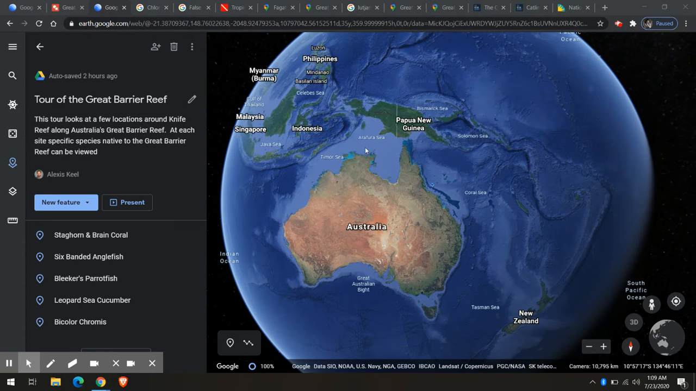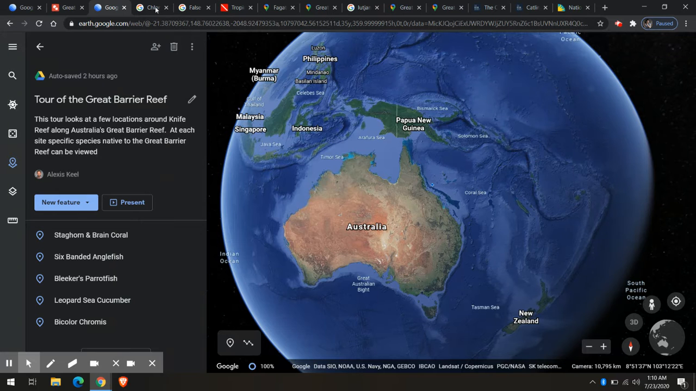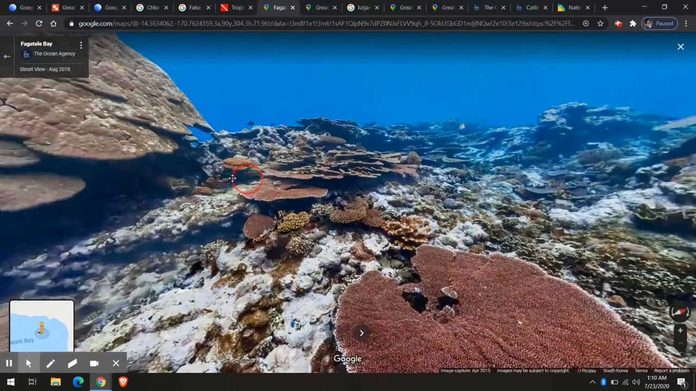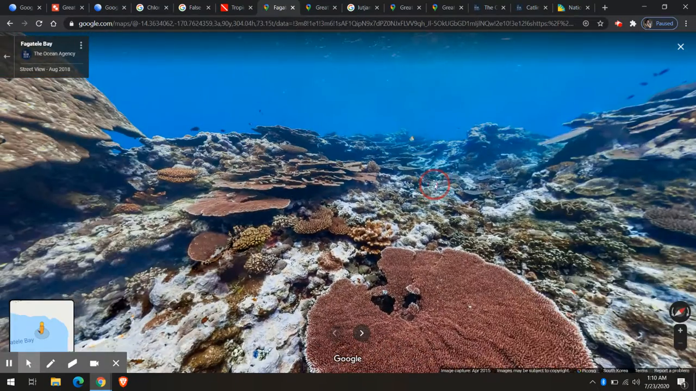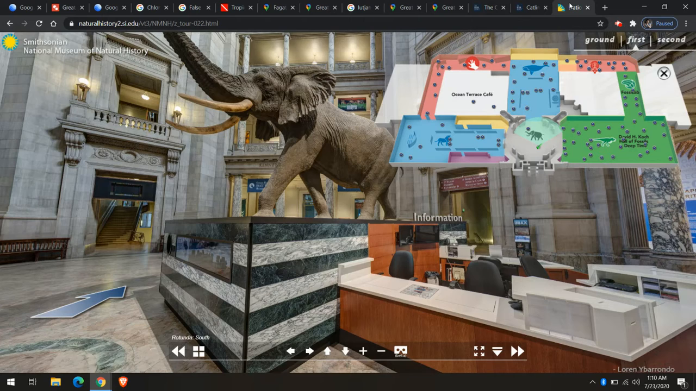Now, this tour is going to have a couple different components today. I'm going to start by showing you a food web of the Great Barrier Reef. I'll come back and explain this first. Then we're going to zoom in and go underwater and do a little walkthrough of the reef. Then I'm going to take you to see some 360-degree images that'll be a lot like what we see when we're underwater, but they're a little bit higher resolution, a little bit sharper. We're going to visit a website for an organization that supports the coral reefs. And we're going to go to the Smithsonian to just briefly look at their coral reef exhibit.